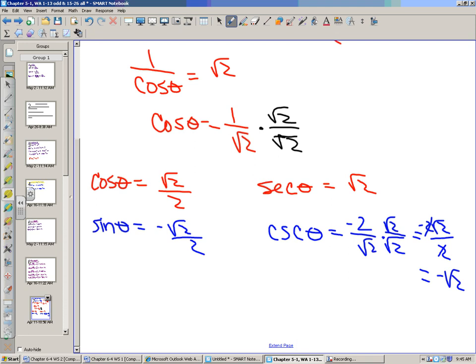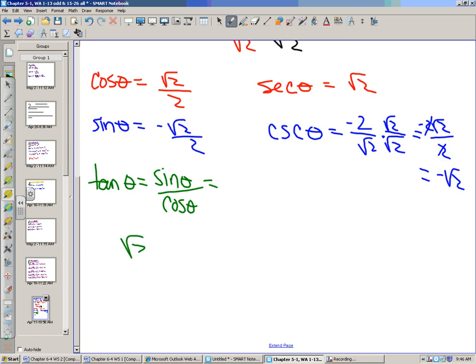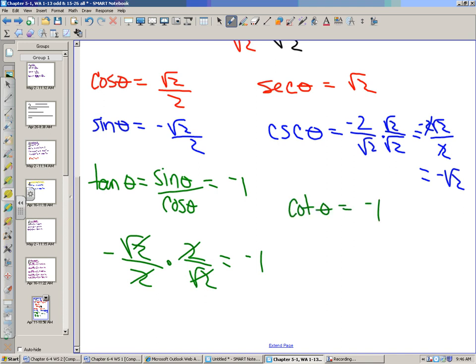The last thing that you need to find out is going to be the tangent. I could use the trig identity, or I could just use the concept that it's y over x, or sine over cosine, correct? Do we all understand that? Okay? So with that said, that's going to be negative square root of 2 over 2 times the reciprocal. Do we all see that? To give you negative 1. Which means what is going to be the cotangent? Still negative 1.